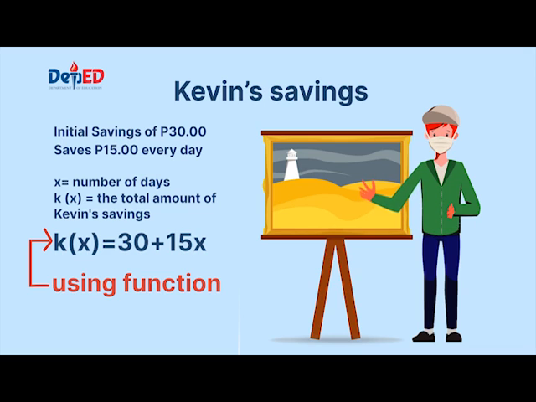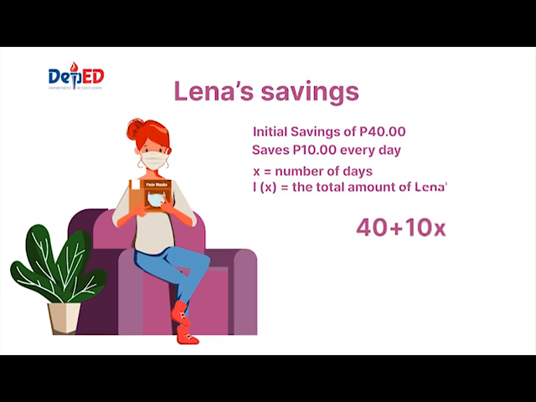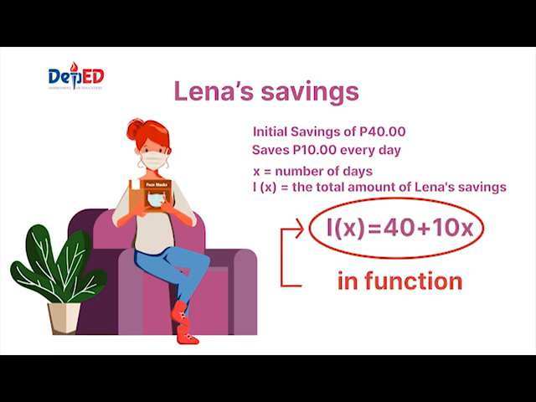Let us now have the function that will represent Lena's savings. She initially saves 40 pesos. So that will be added by the savings she makes in x number of days. And that is 10, the amount she saves a day, times x, the number of days she saves. Now, Lena's savings in function can be represented by L of x equals 40 plus 10 times x.